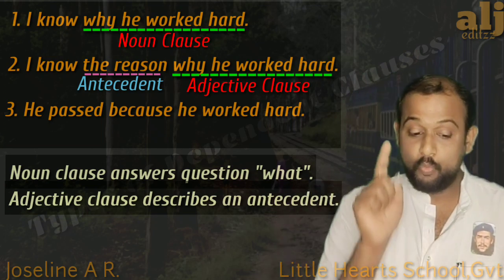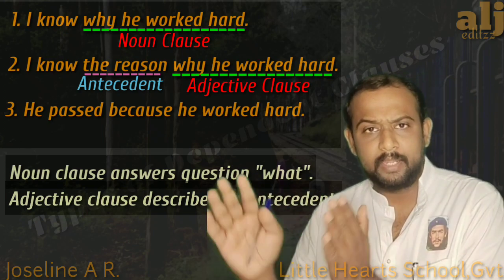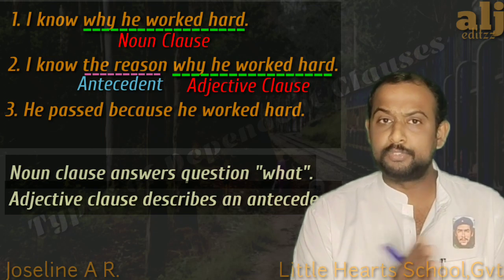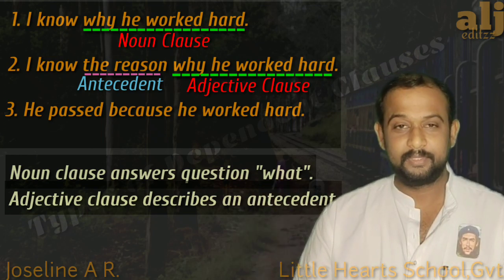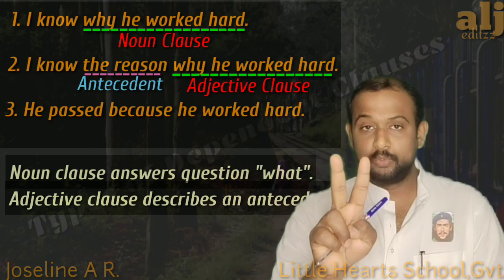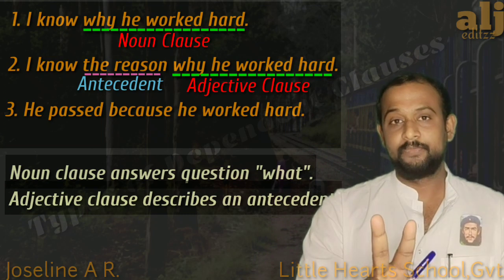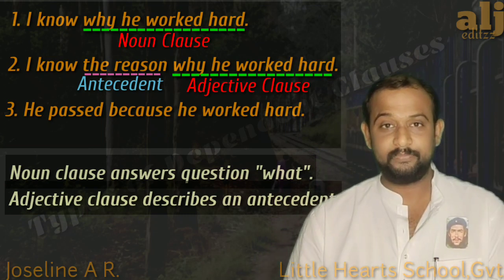I repeat, why he worked hard describes the reason, and any word or group of words which describes a noun is known as an adjective. So it is called an adjective phrase. It's an adjective clause. Got the point, dear students? Once again, why he worked hard in sentence 2 is a subordinate clause, but it describes the reason.